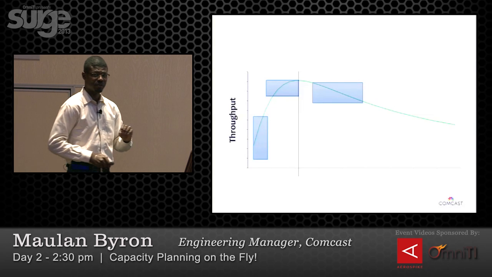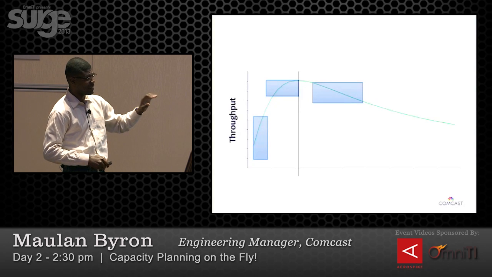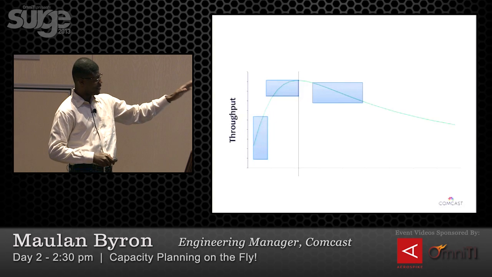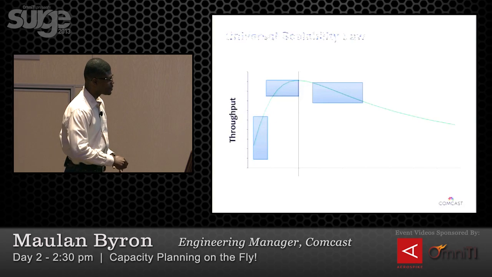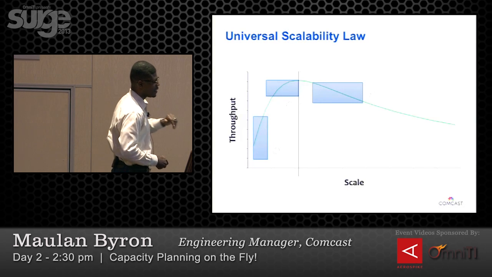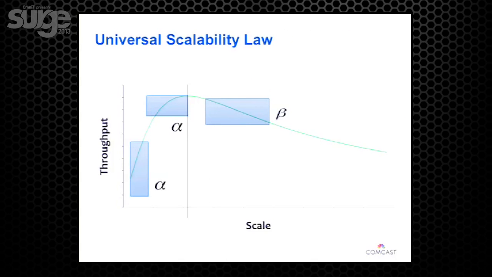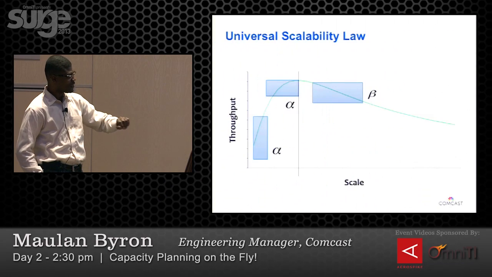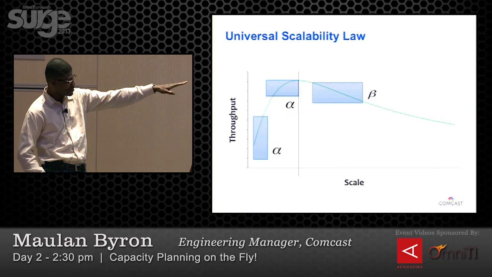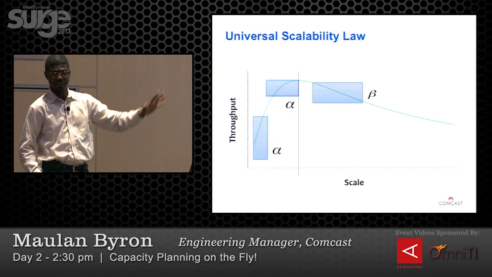Now I'm going to show you some parameters that describe and dictate the shape of these phases in this curve. This is the universal scalability law, and these are the two parameters you need to be able to do the calculation. Getting throughput and scale lets you do analysis to get these points. So alpha and beta, we're going to call them, and they basically determine the shape of your curve for your application.